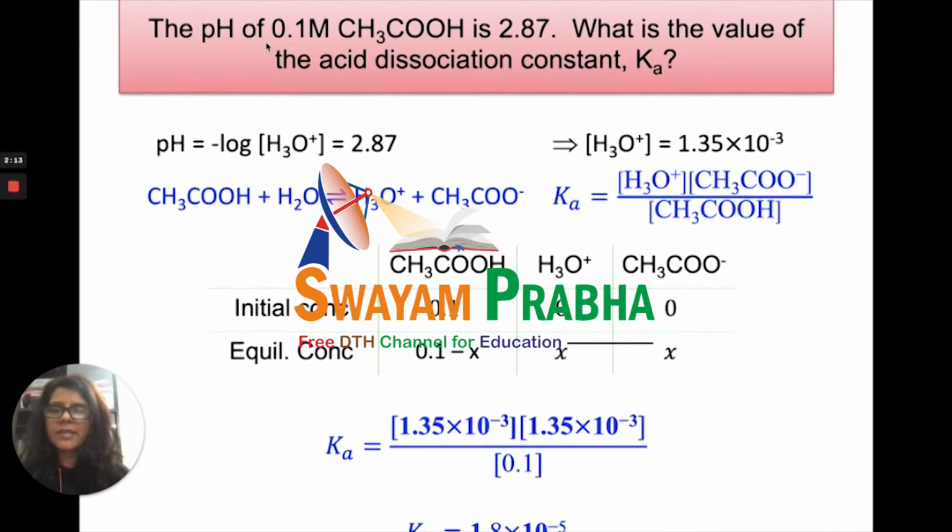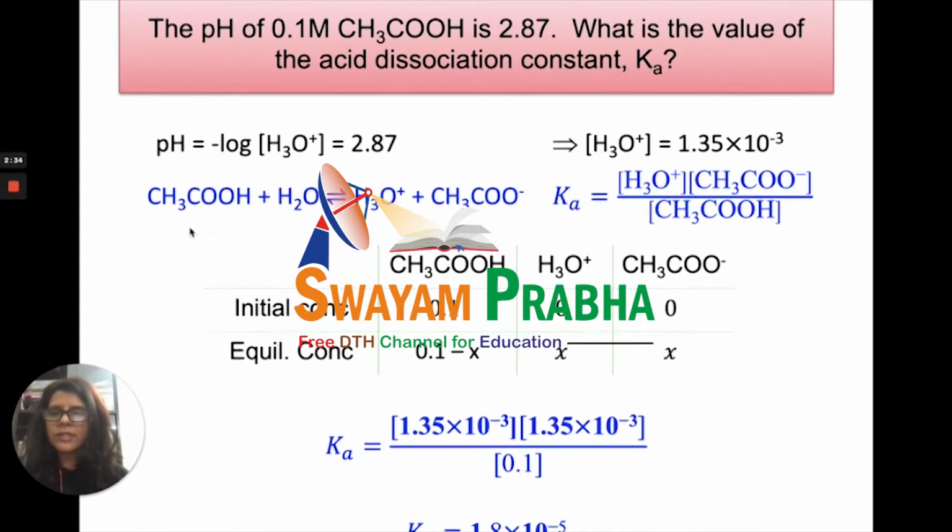Now the next numerical is, the pH of a 0.1 molar acetic acid is 2.87. What is the value of the acid dissociation constant Ka? Now pH is equal to what? Minus log of H plus, and this is given as pH. So H plus will become 1.35 into 10 to the power minus 3.